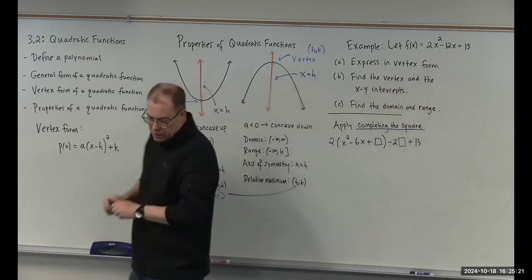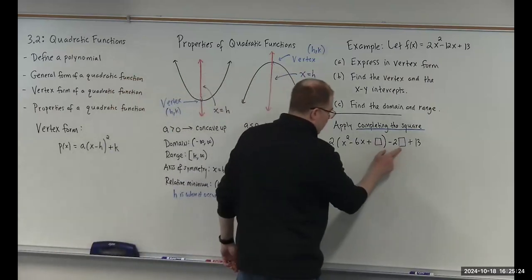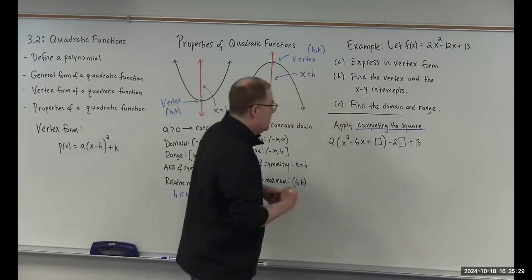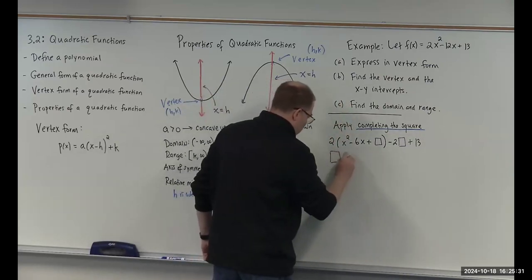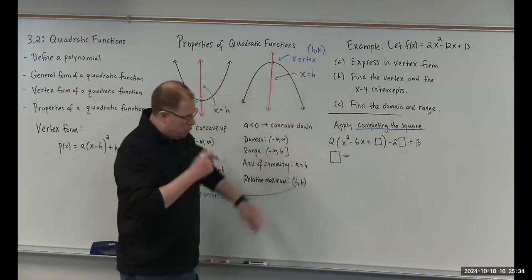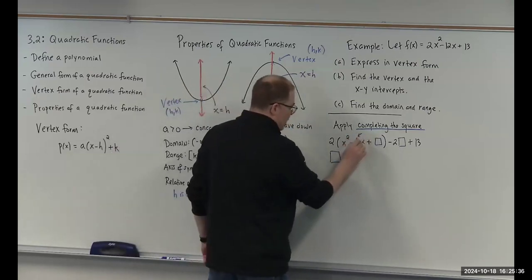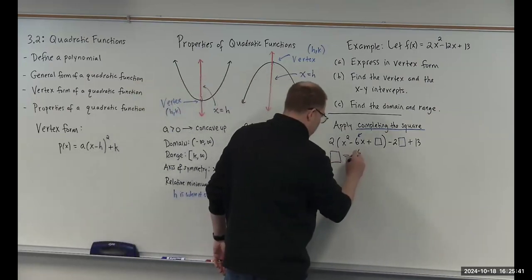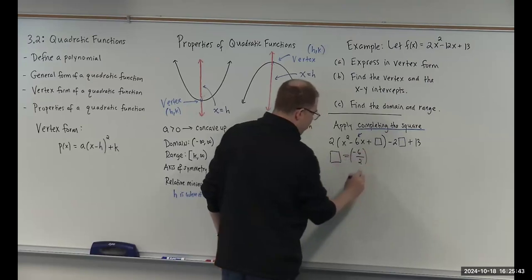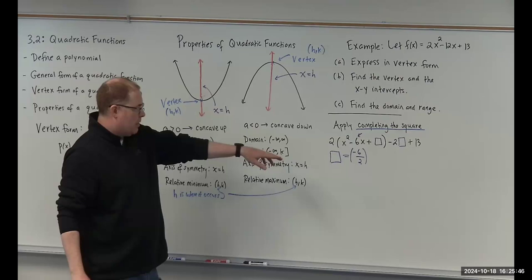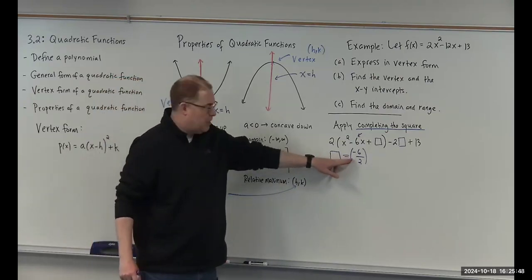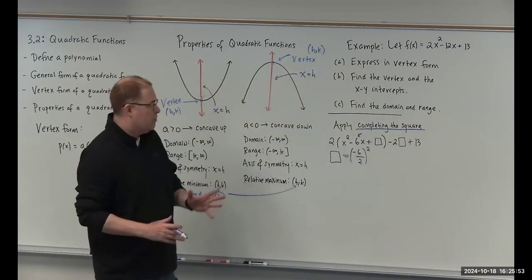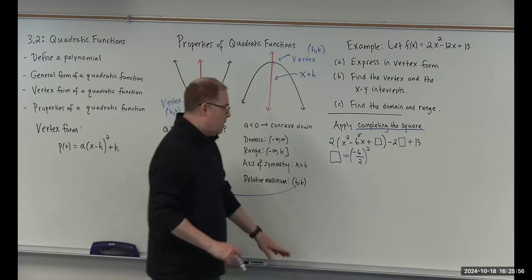Okay, so the question is, how do we get this value? Well, that's part of the completing the square process. The process to get this is you basically take half of whatever value is in front of x. It doesn't matter whether you have a negative six or positive six, because what you're going to eventually do is square this. So we take half of the number in front of x and then square it.